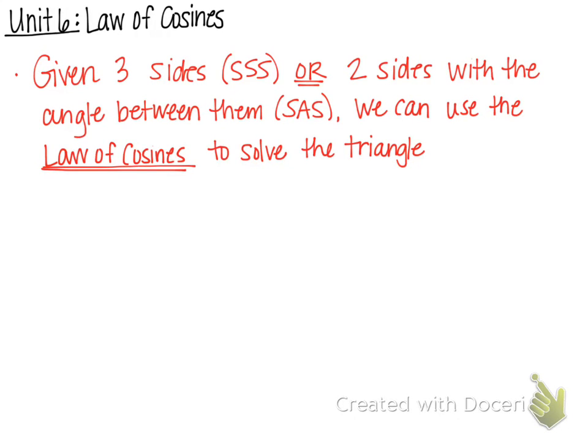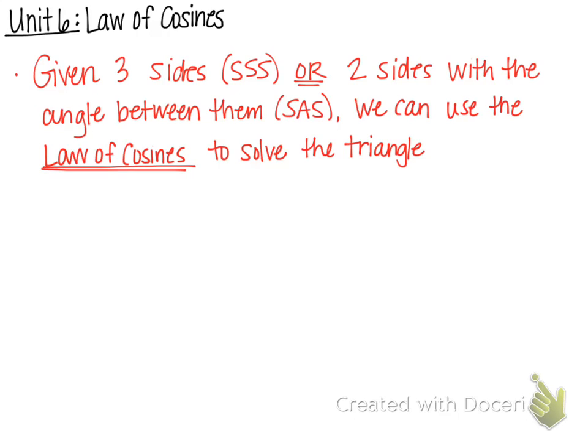So we're going to build on what we talked about yesterday, the law of sines, and we're going to talk about the law of cosines. For the law of cosines, the situations where you would use it is if you're given three sides, side, side, side, or two sides with the angle between them. So side, angle, side. Remember that order is important. The angle is literally between those two sides. If we have those situations, we can use the law of cosines to solve the triangle.